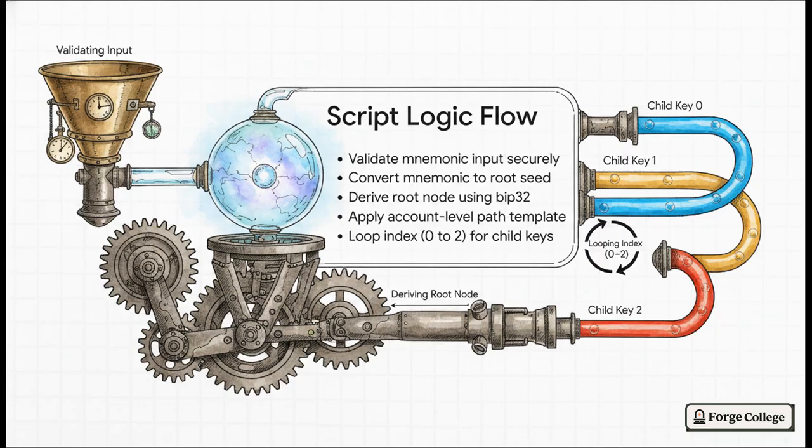Notice how the very first thing we do is explicitly validate the mnemonic input securely. We do this so that if you accidentally paste in garbage text, the script politely fails and gives you a clear error, rather than just crashing silently or worse, generating junk keys. From there, we convert the mnemonic to a root seed, derive the root node using our BIP32 library, apply our account-level path template, and finally, we loop through an index, say 0 to 2, to spit out our child keys.